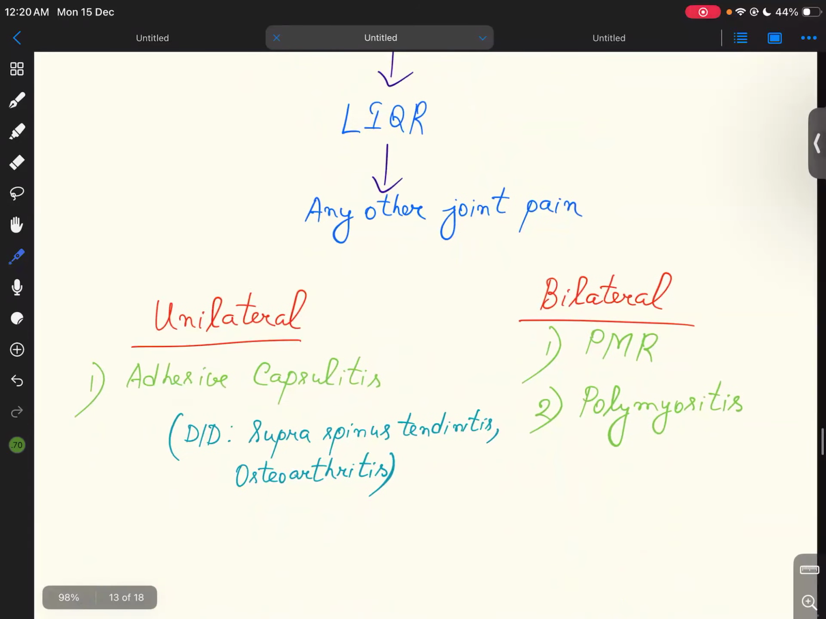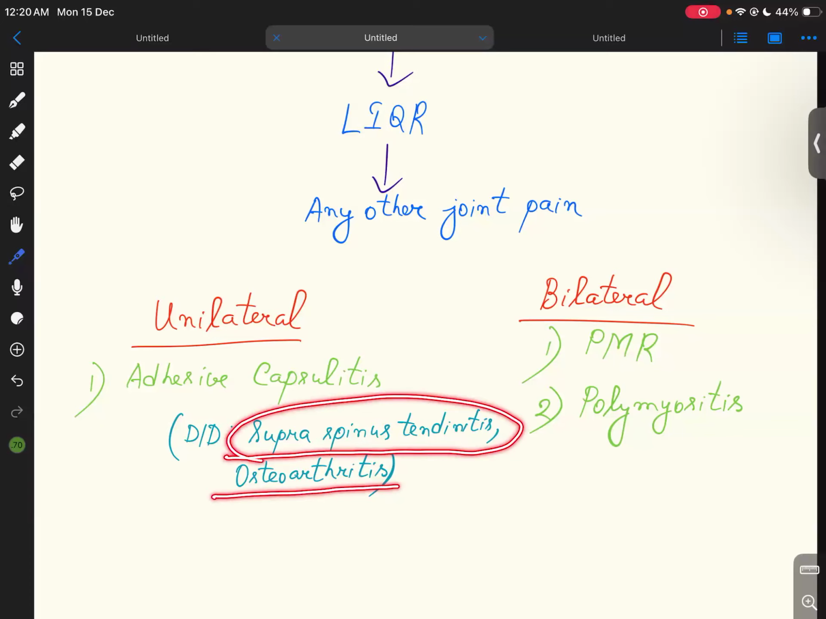So if it is unilateral shoulder pain, in the PACES exam, it is adhesive capsulitis. We have to take out the past medical history. In the past medical history, the patient will typically give a history of diabetes. It will be a mechanical type of pain. The differential diagnosis can be osteoarthritis or supraspinatus tendinitis. Apart from this, nothing has to be remembered for unilateral shoulder pain for the PACES exam.